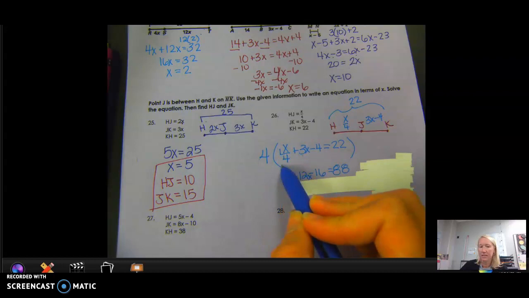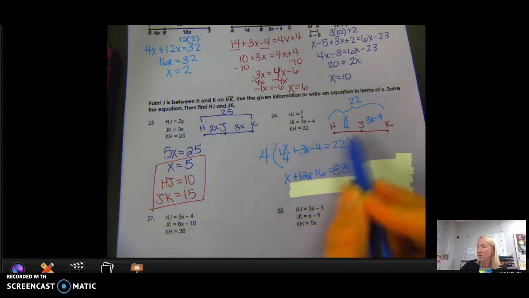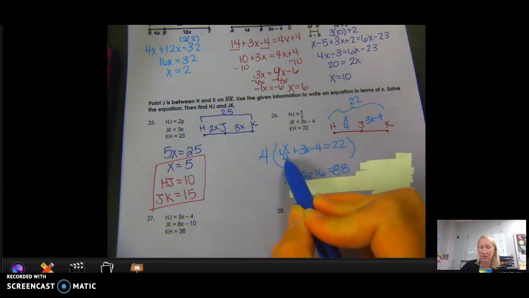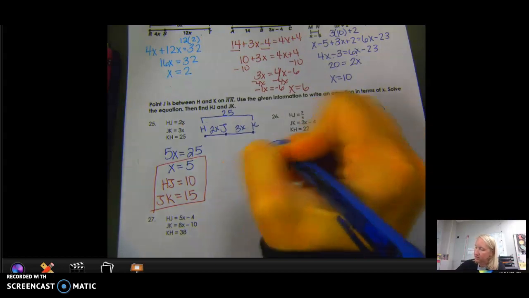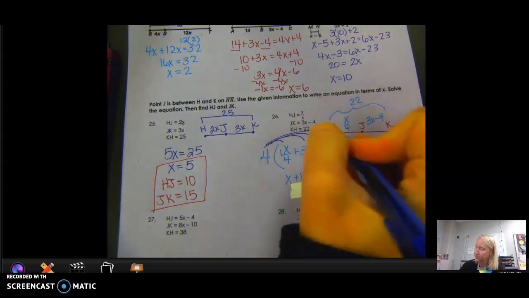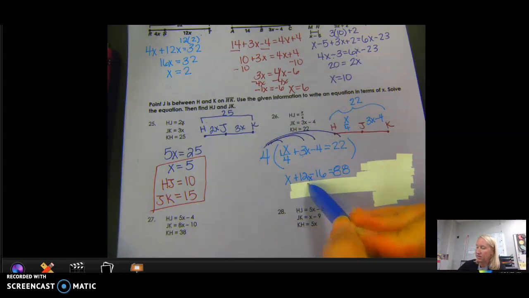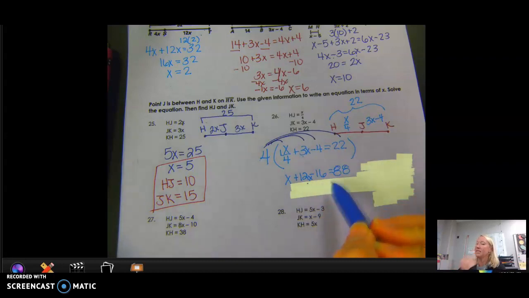What I want to do to make this a little bit easier is I'm going to multiply the whole thing by 4 to get rid of this fraction. Okay, so when I do that, 4 divided by 4 essentially is 1, so I get 1x. 3 times 4, so I have to do it to everything. Okay, 3 times 4 is 12x, 3 times negative 4 is negative 16, and then 4 times 22 is 88.